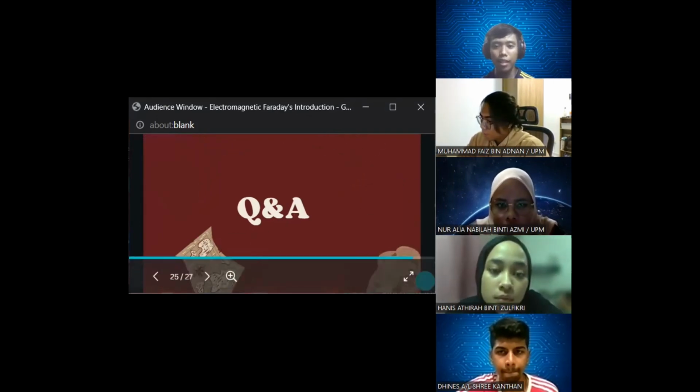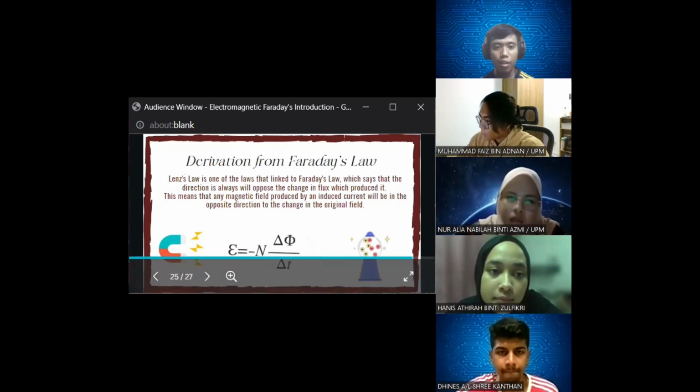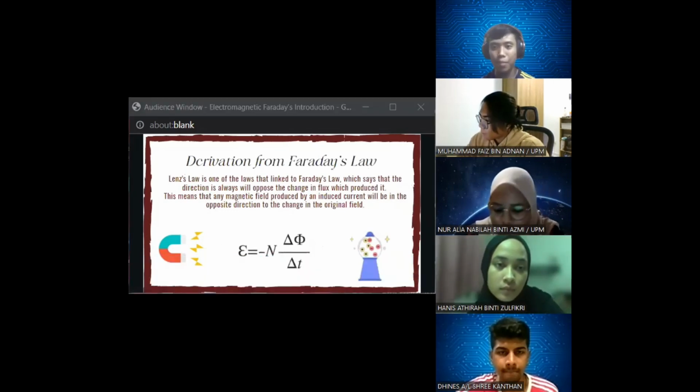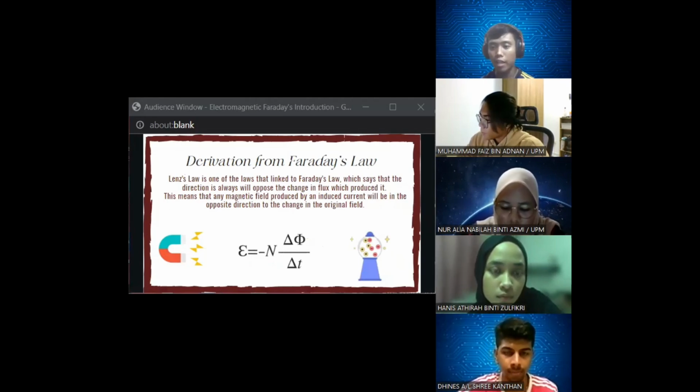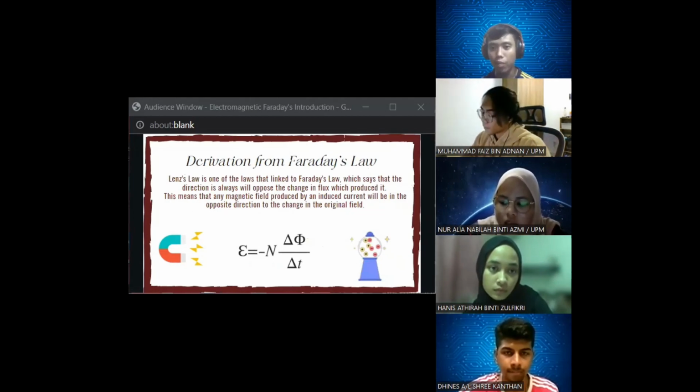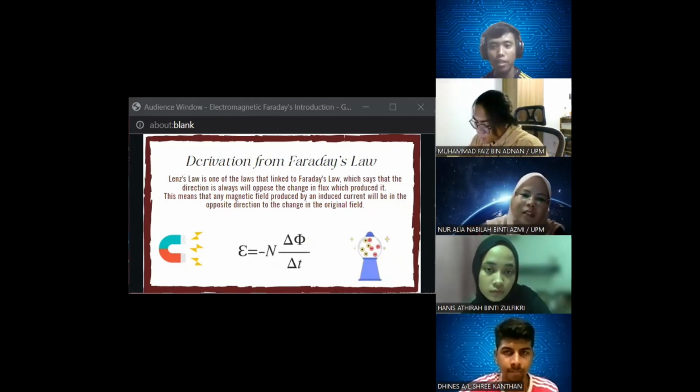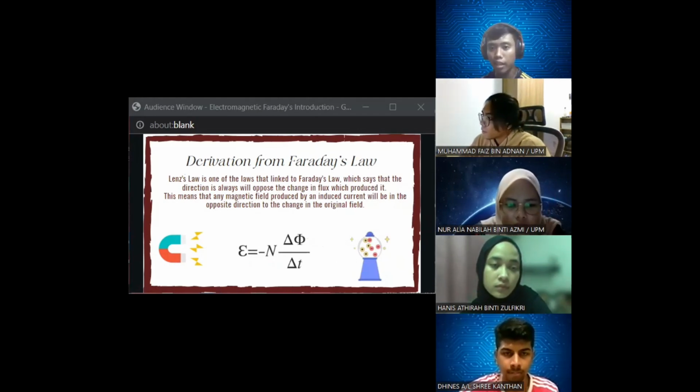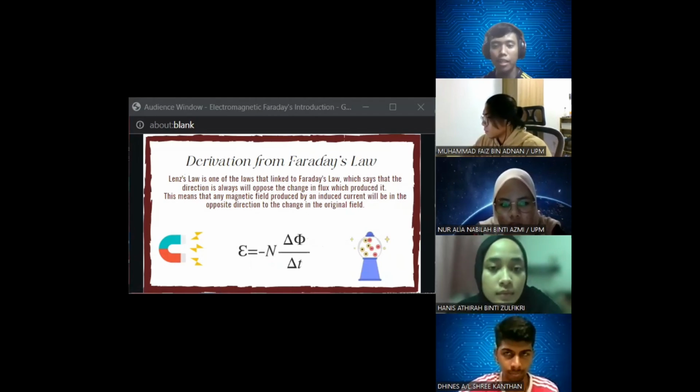There are two things that I think I found related to Faraday's law. The first one is Lenz's law, which is similar to Faraday's law, where Faraday's law tells us about the magnitude of the EMF produced, meanwhile Lenz's law tells us about the direction of the current flow. Lenz's law says that any magnetic field produced by an induced current will be in the opposite direction to the change in the original field.